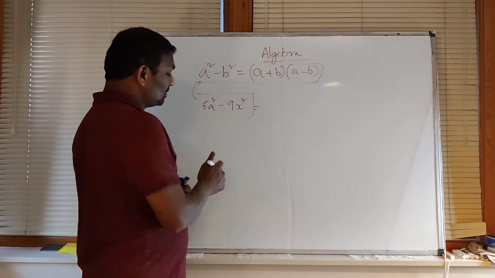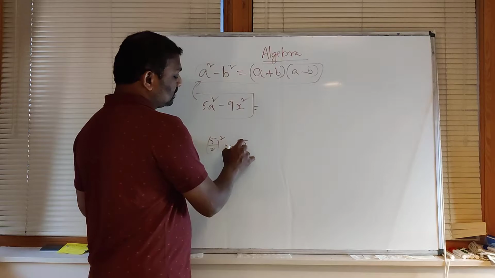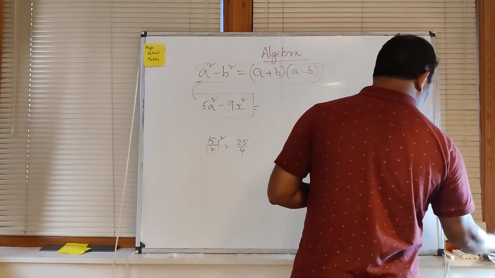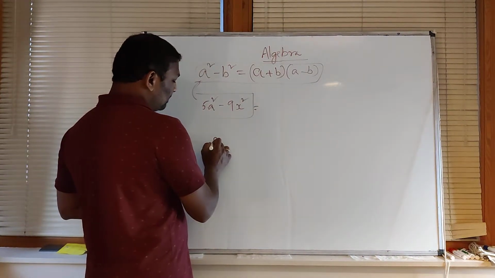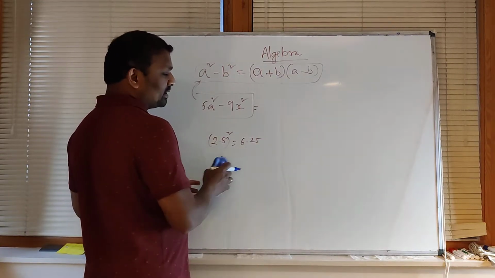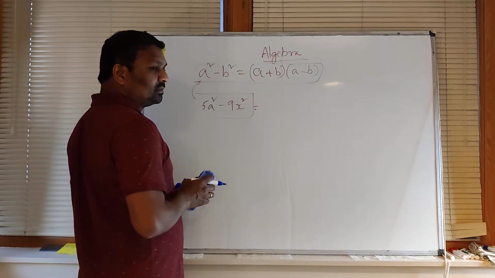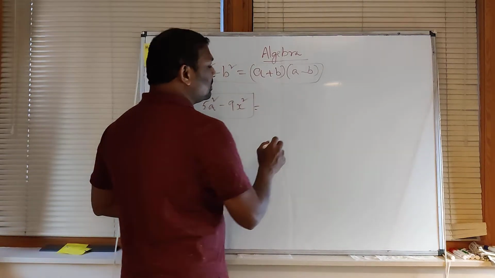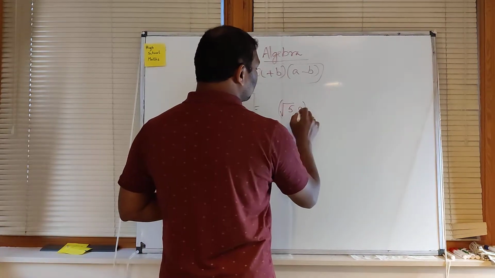Maybe 5 by 2 whole square? No. 5 by 2 square, how much is it? 25 by 4. You can just take 2.5, but 2.5 whole square is 6.25. Just half 5? You should not half it. Instead, you have to take the square root of 5. Square root of 5 whole square.